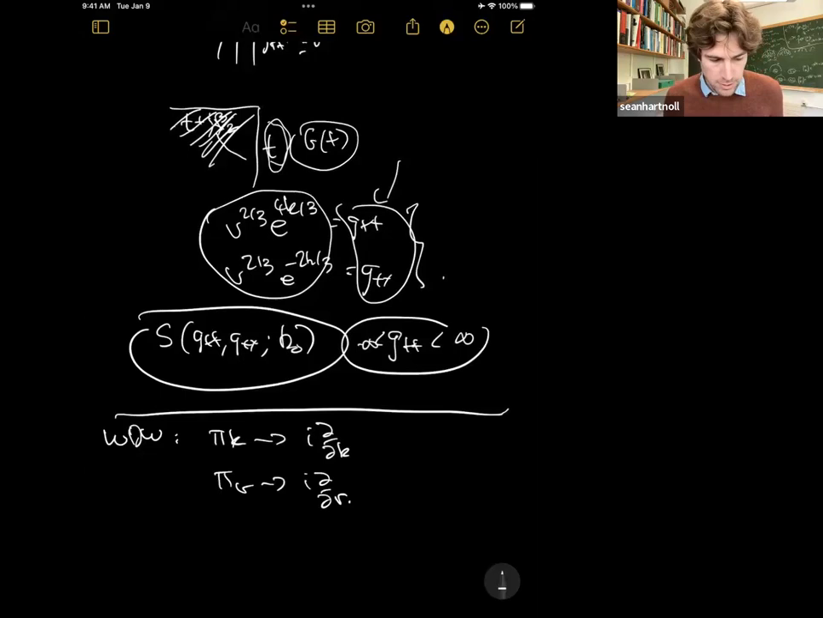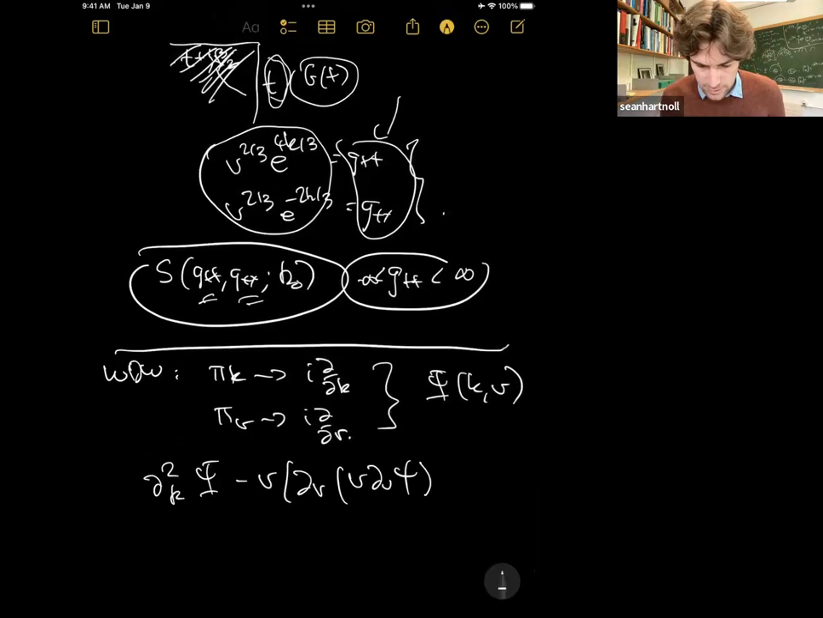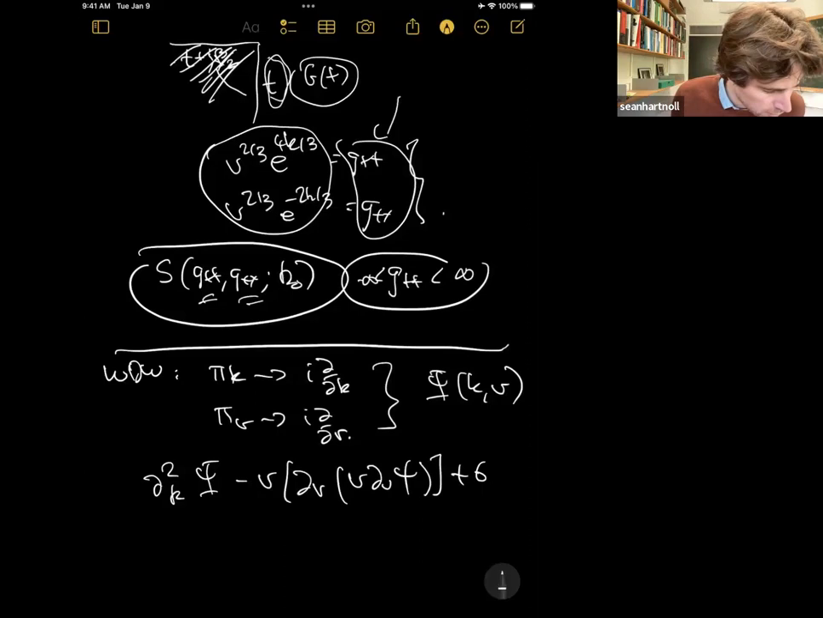Okay, and so the Wheeler-DeWitt equation is then d squared over dk squared, and then we introduce some wave function psi as a function of k and v. Could also be GTT and GXX. Okay, doesn't matter. Psi minus v d/dv of v d/dv of psi plus 16 v squared psi is 0. Okay, this is the Wheeler-DeWitt equation.